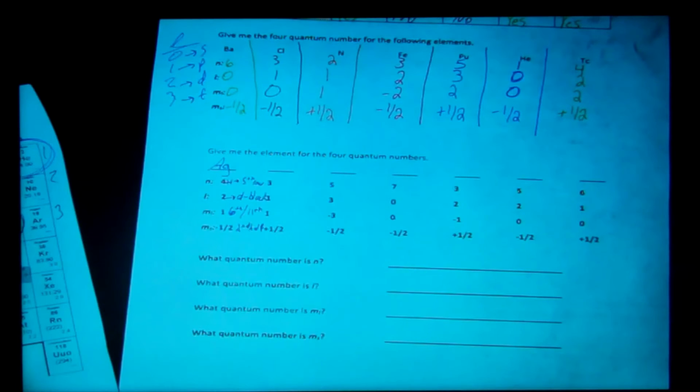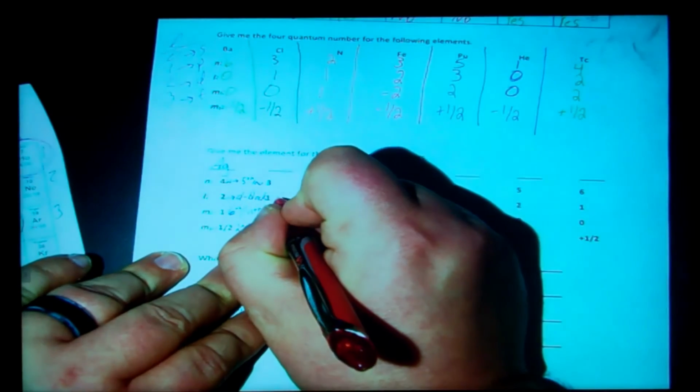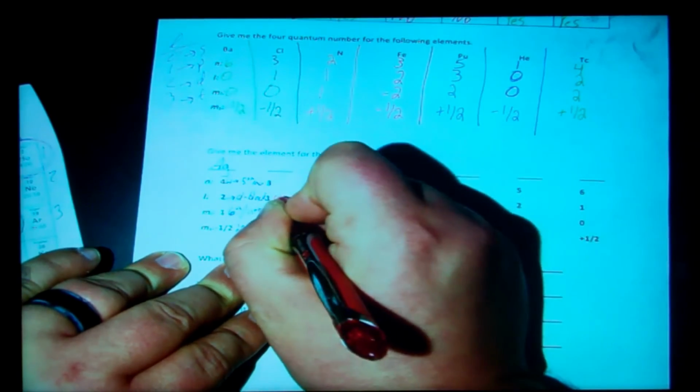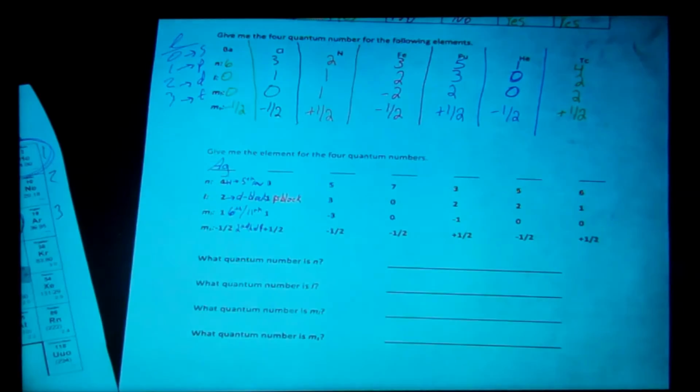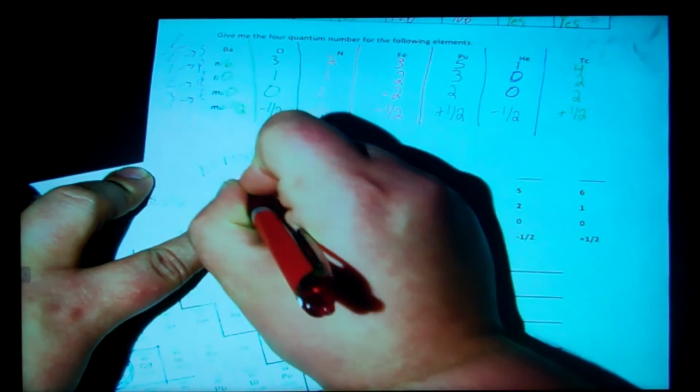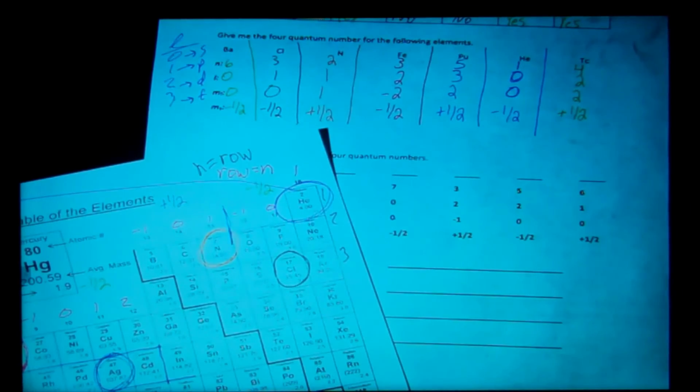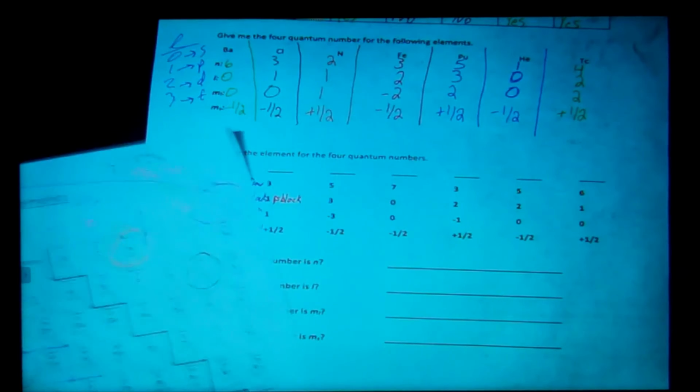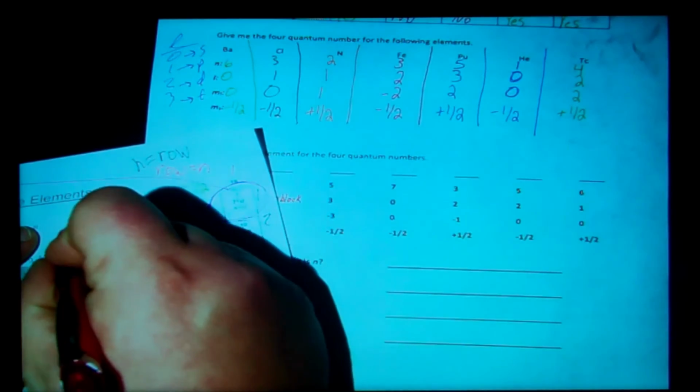Alright, so let's move to the second one. I'm not going to write as much on it, so it's actually legible. So the second one, L is 1, which means P block. So I'm dealing with P block. Remember, for P block, N equals rho, which rho equals N. It's vice versa. It doesn't matter. So I'm in the P block. I've narrowed it down to here.